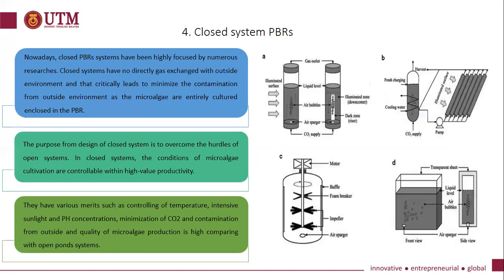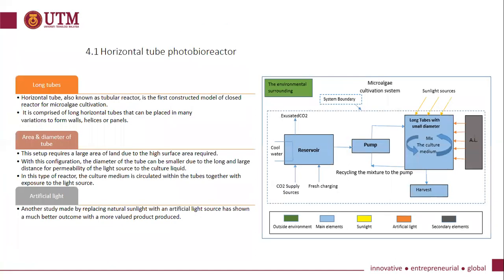In closed systems, we have five types, or actually four types, of photobioreactors. We have the vertical, tubular, stirred tank, as well as the flat panel. The purpose of the design of closed systems is to overcome the drawbacks of open systems. In closed systems, the conditions of microalgae cultivation are controllable, with high productivity. The first closed system photobioreactor is the horizontal tube photobioreactor.